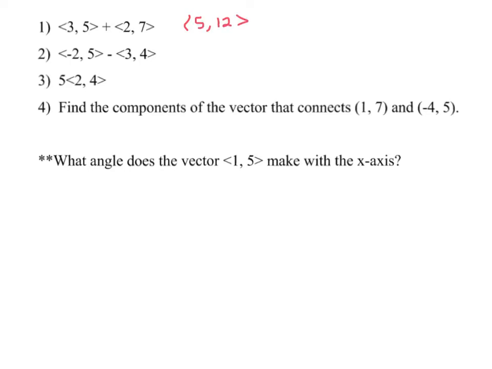Now, remember, from a graphical standpoint, this means you went over 3 and up 5, and then you get this new endpoint, and from there you go over 2 and up 7, which gives this as your final vector connecting the beginning to the end. Okay. This next piece, -2 minus 3, so -5. 5 minus 4 is 1.